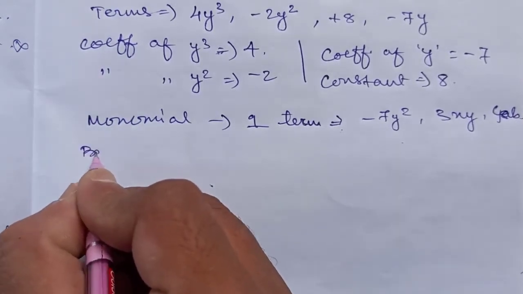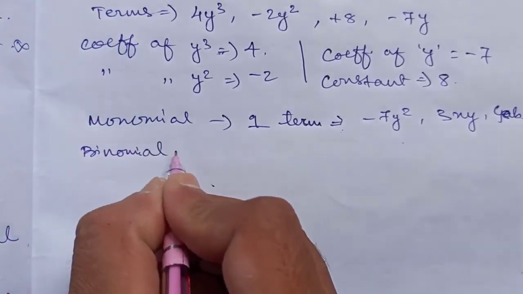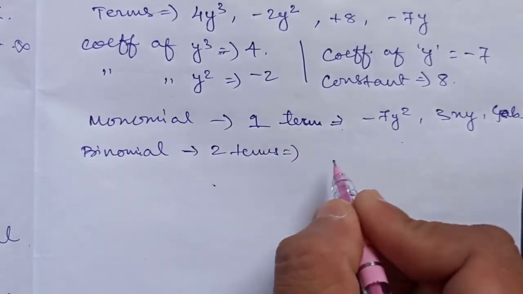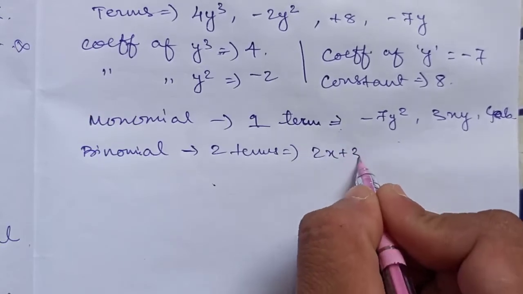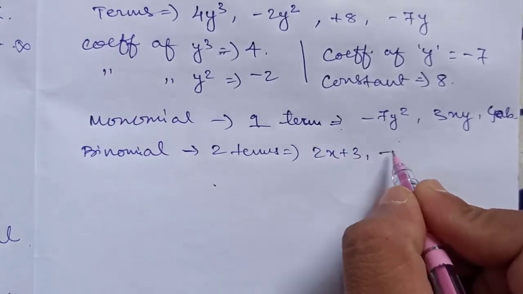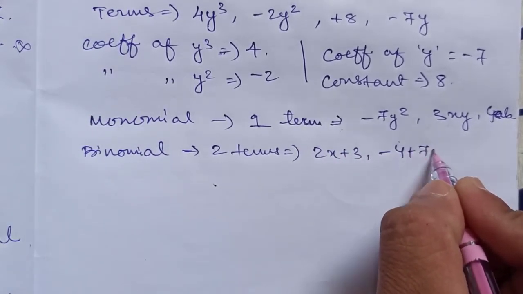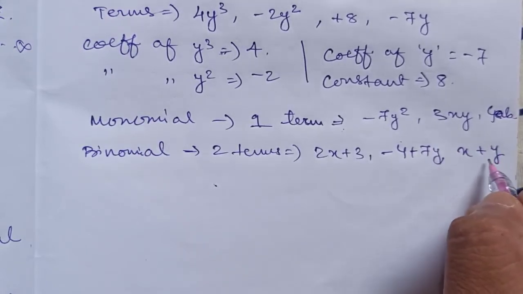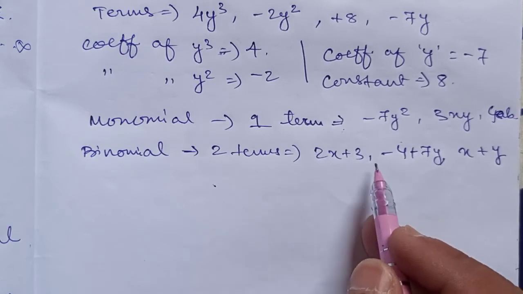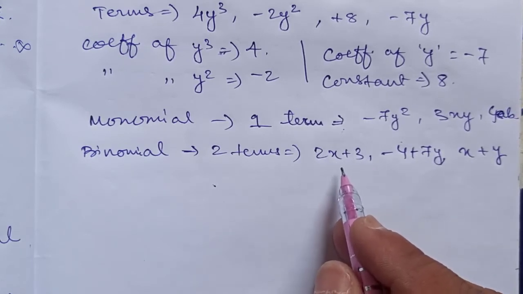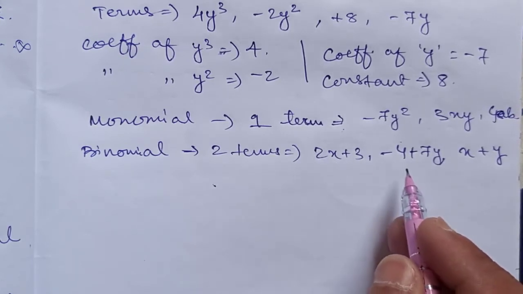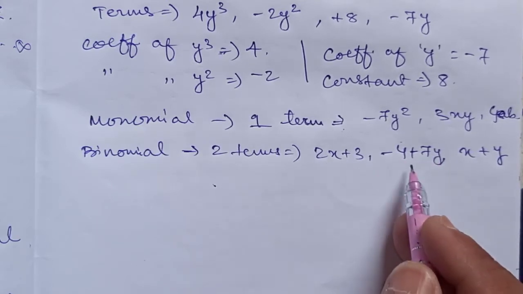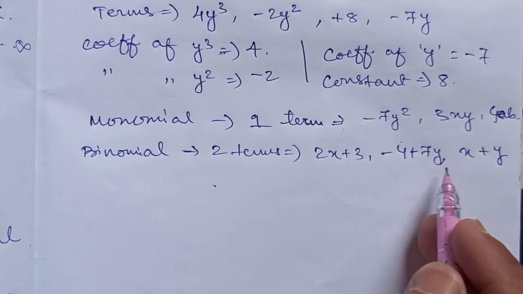Next is binomial. What is binomial? Binomial means there must be 2 terms in the expression. Like 2x plus 3. How many terms? 2 terms. Minus 4 plus 7y, again 2 terms. x plus y, again 2 terms. So the terms should be separated by some operator, either plus, minus, anything. It must be separated. Then only we will say that these are expressions with 2 terms.